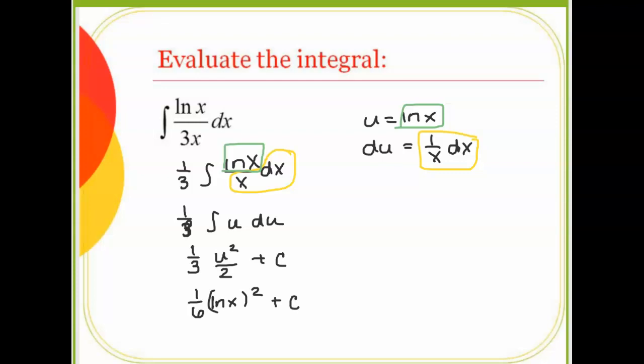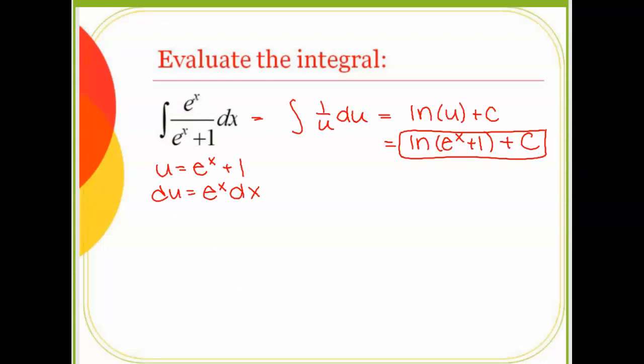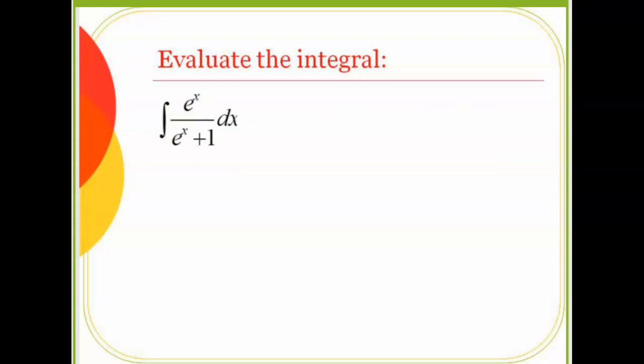So it's 1/6 the natural log of x squared plus c. So just like sometimes my u is trig, sometimes my u is ln. I know we're doing a lot, but I lose you for like multiple days. Okay, last few examples.